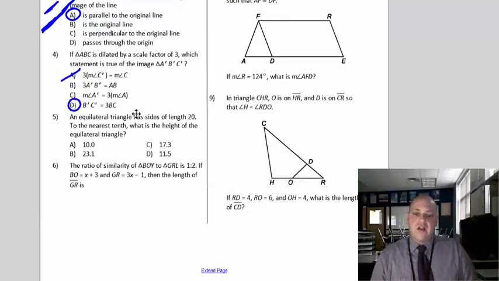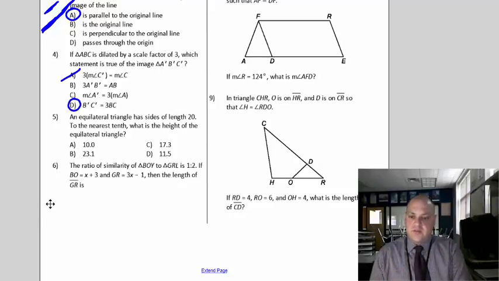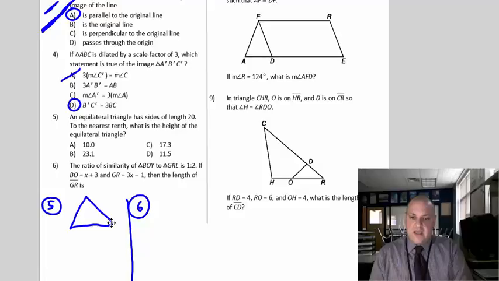An equilateral triangle has sides of length 20. To the nearest tenth, what is the height of the equilateral triangle? I'm going to draw this out here. I'm going to use this space right here for 5, and then I'll do 6 over here. So for 5, I have an equilateral triangle, and all the sides are 20.